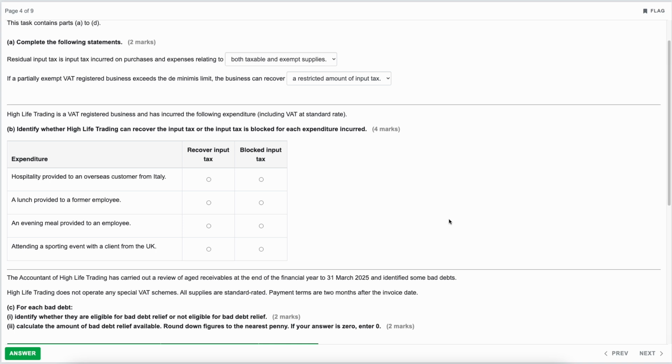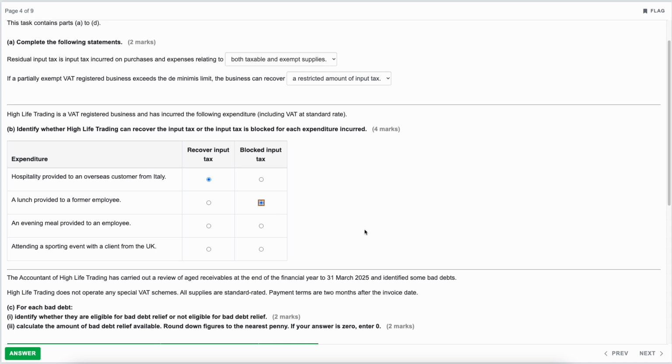Now, HMRC do allow us to recover input tax on any hospitality or entertainment if it is an overseas customer. So they would be able to recover input tax. The next one, a lunch provided to a former employee. Now, the key bit here is that it states a former employee. If it was a current employee, they would be allowed to recover input tax, but a former employee, they would not. So that would be blocked.